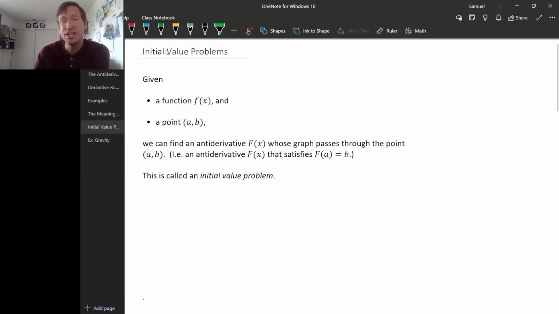This idea of an initial value problem, where you have some function and some point, and you want to know an antiderivative of that function that goes through that point, might seem like kind of a niche thing at first, but in fact it's an extremely common type of problem to run into. Let's look at one example of that.